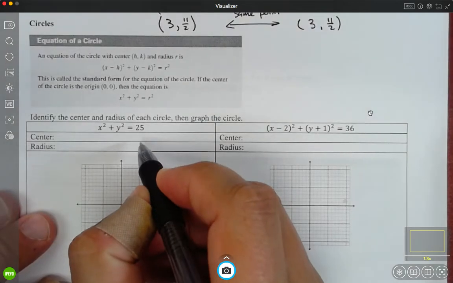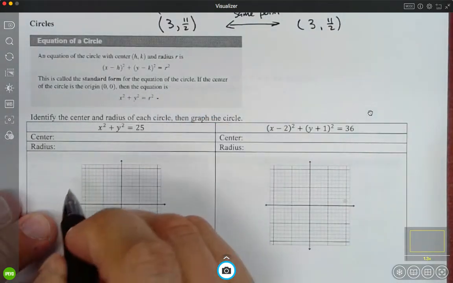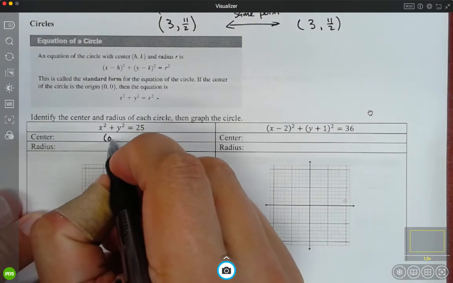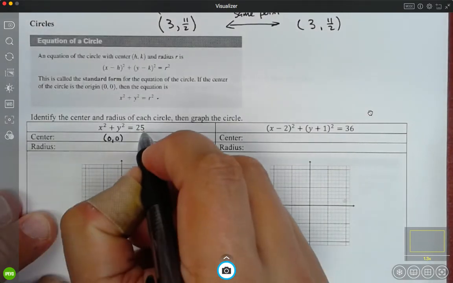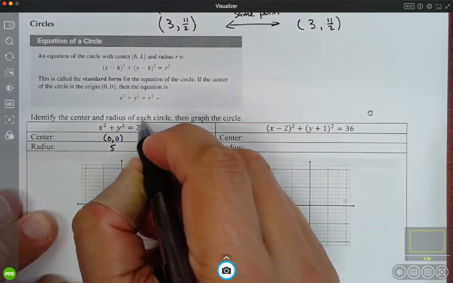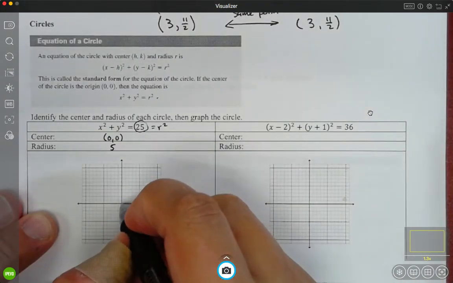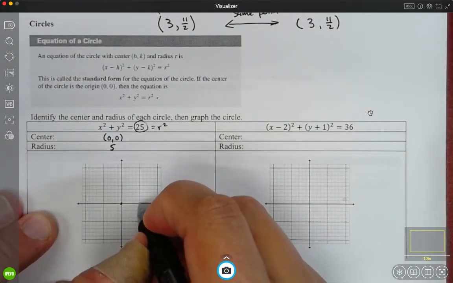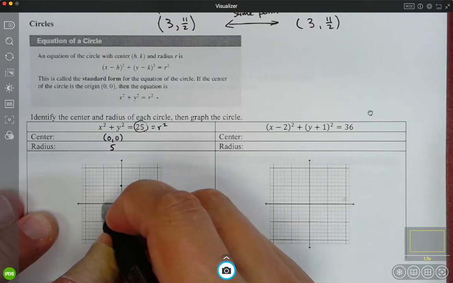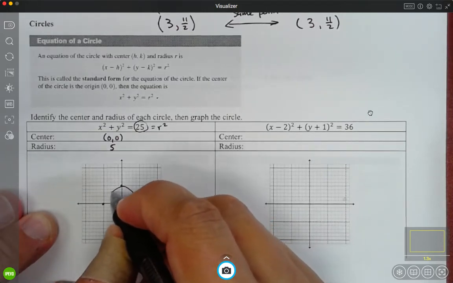Well, that one's of this format here. So the center is real easy. That's 0, 0. And the radius is the square root of 25, which is going to be 5. Because remember, this is r squared. So all we got to do is put a point for the center. Then we go out 5 to the right, 5 to the top, 5 to the left, 5 to the bottom, and we draw in our circle.